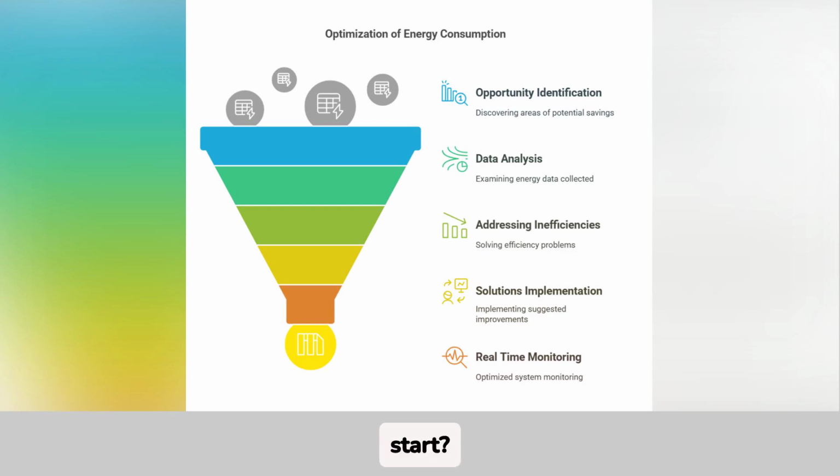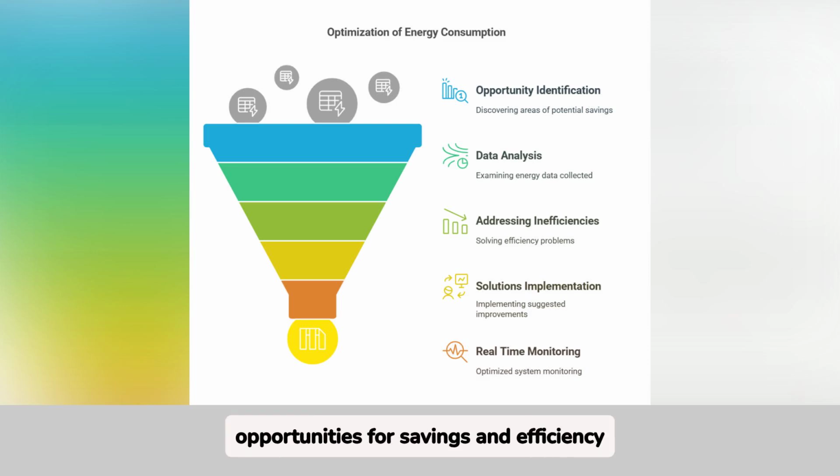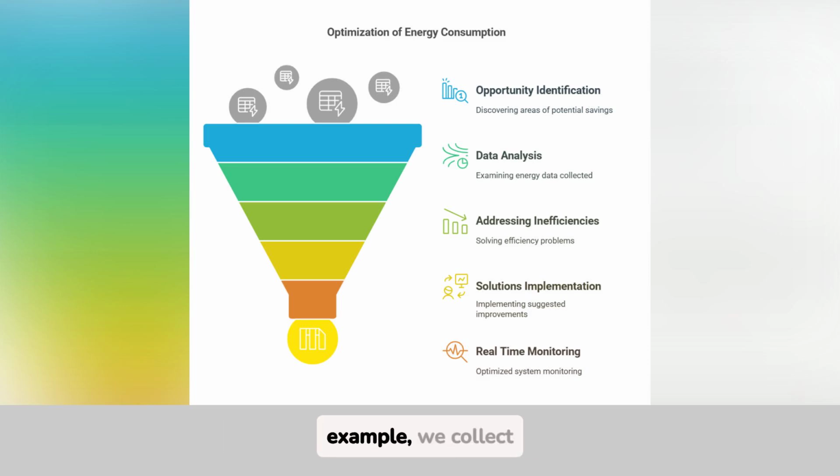Where should I start? Of course, the first fundamental step is to perform an initial energy consumption diagnosis. This involves analyzing how, where, and when energy is used in your facility. This is a systematic process that identifies opportunities for savings and efficiency improvements. For example, we collect preliminary information, such as floor plans, invoices, and operating schedules, and then make technical visits to measure parameters such as power consumption and temperatures.